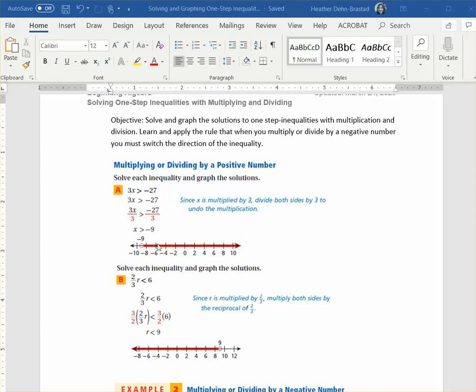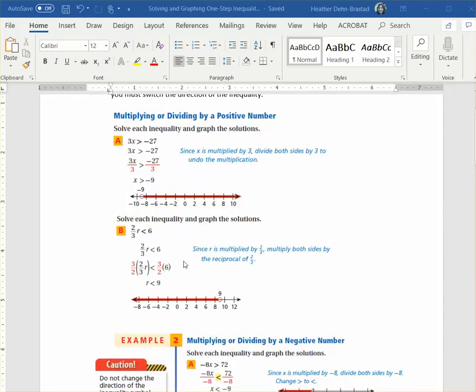Then you need to graph the solution. So you would put an open circle at negative 9, and then you want all of the numbers greater than negative 9. So you draw an arrow to the right. The second example is an example where you would multiply both sides by the reciprocal of that fraction in order to get r by itself. We don't really have any problems on our worksheet that are exactly like that.